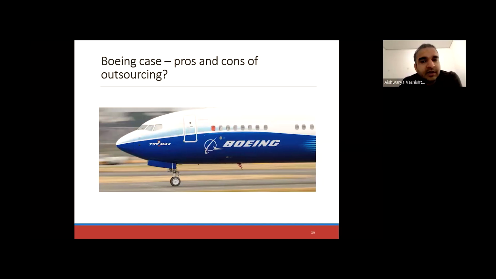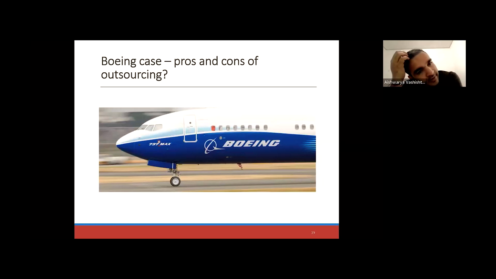So if Boeing gives business to other nations, it also makes sure that those nations' airlines are going to buy Boeing aircraft. Same for Airbus, right? So that is another big pro. That is how it works. This is what happens.